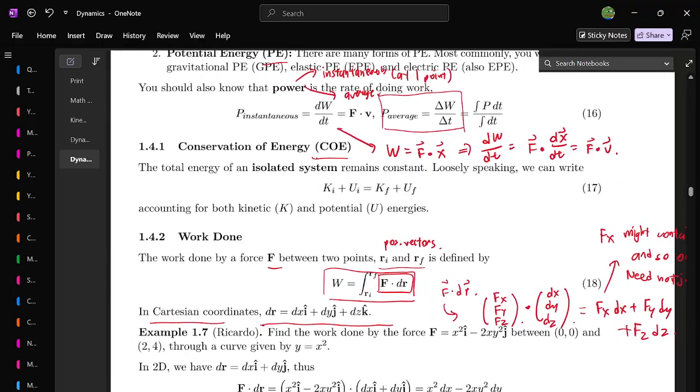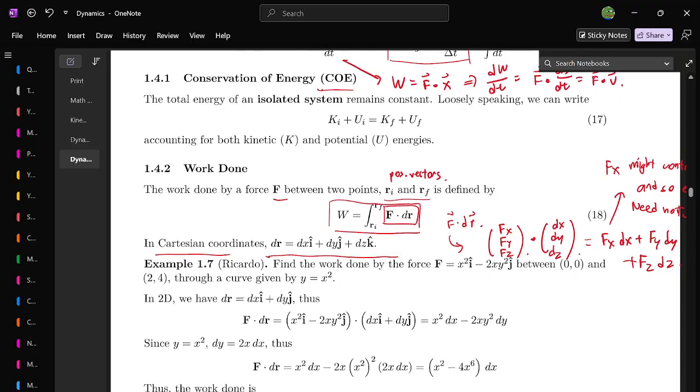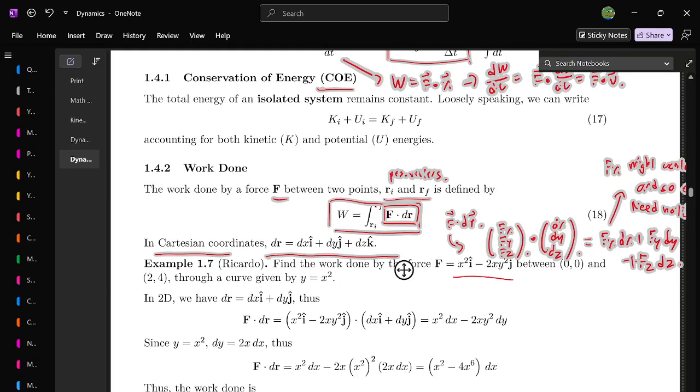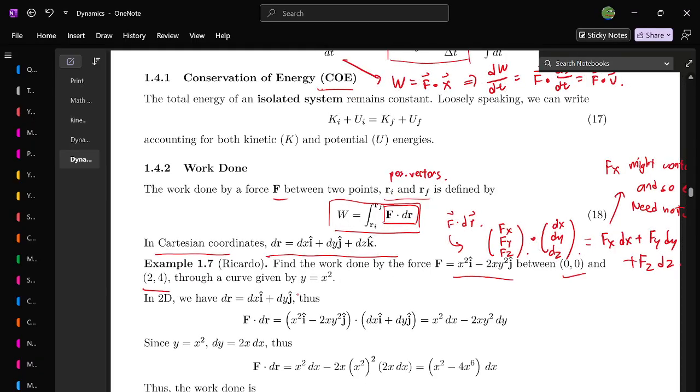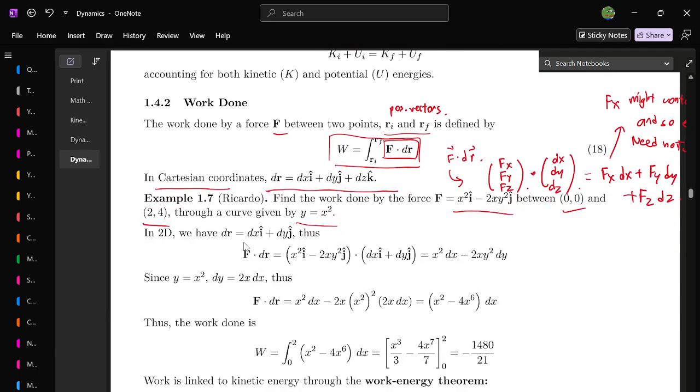Okay, so just a mathematical example here. Find the work done by this force between these 2 points through a curve given by this. This is a bit simpler because it's in 2D. So your dr is just defined like that, you don't have your k term. So your F dot dr is just defined like that. You just put your F in and then dot your dr, expand it out, and you get this.